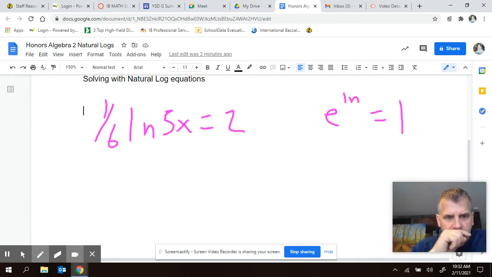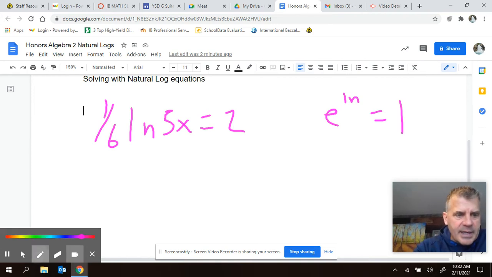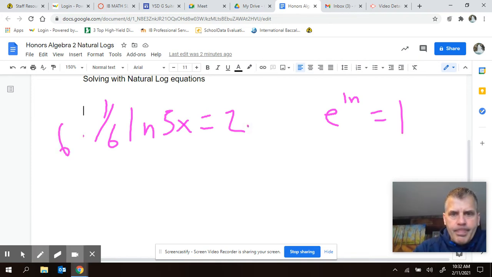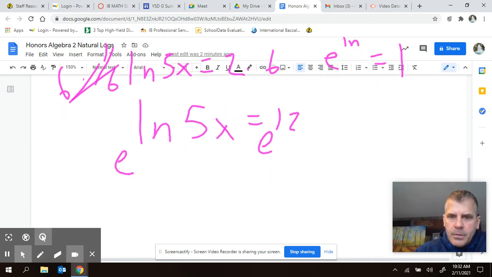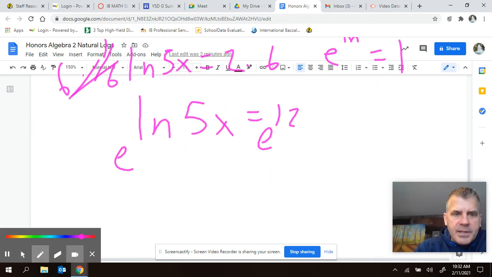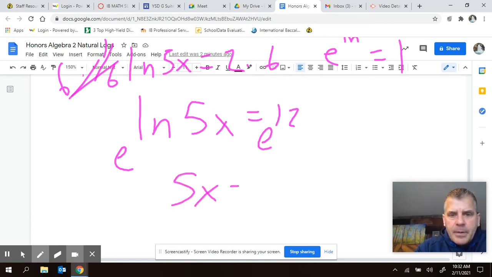So let's do this. First of all, let's multiply both sides here by 6. That undoes that fraction, 1/6 with 6, so I get the natural log of 5x is equal to 12. So now if I raise both sides base e, that undoes this natural log, and I'm left with 5x equal to e to the 12th. So x is going to be equal to, divide both sides by 5.